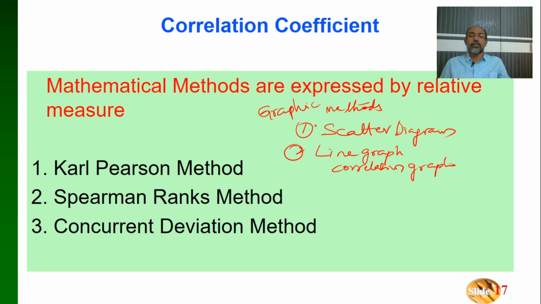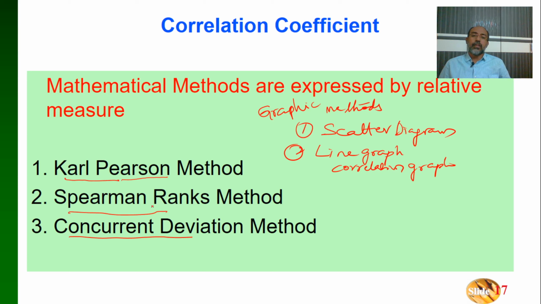Now we are going to discuss the mathematical methods, out of which there are three types. One is Karl Pearson method, another one is Spearman rank method, the third one is concurrent deviations method. Karl Pearson method is the first and foremost method, and it is subjected to further mathematical verifications. Hence, this method is used very popularly in statistics.